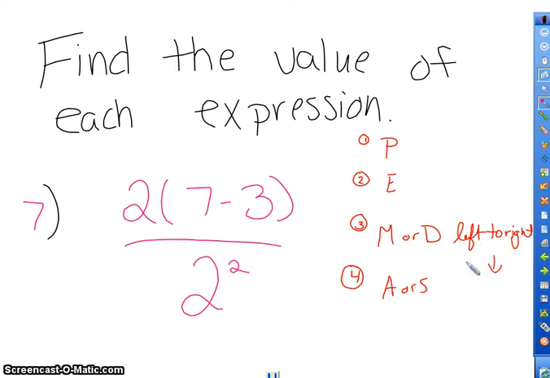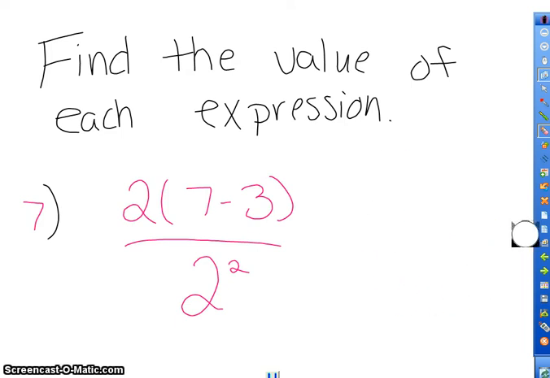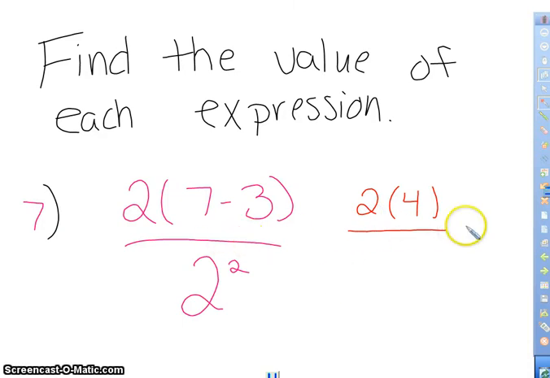So looking at this problem, I have parentheses, so that's what I'm going to do first. I'm going to erase this over to the side so I have some room. So my parentheses are 7 minus 3. 7 minus 3 is 4. So my new problem now is going to be 2 times 4, and remember this fraction bar means division, by 2 squared.